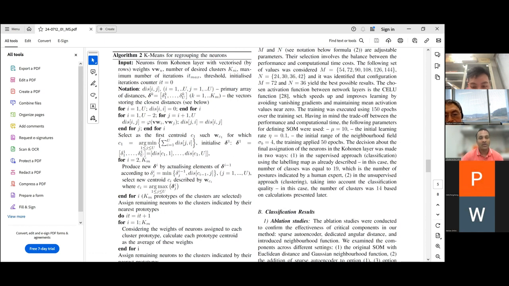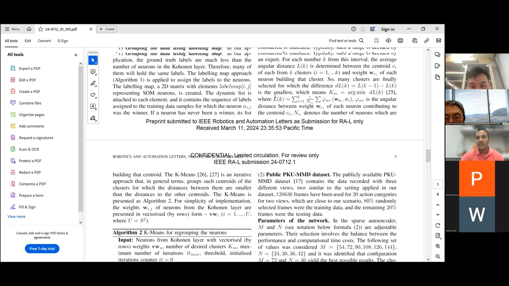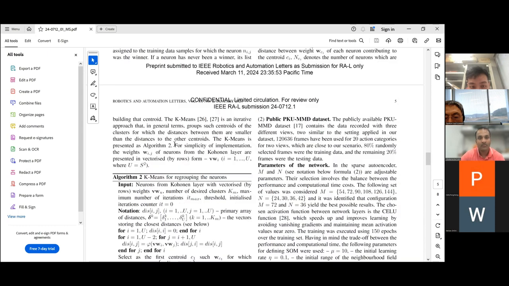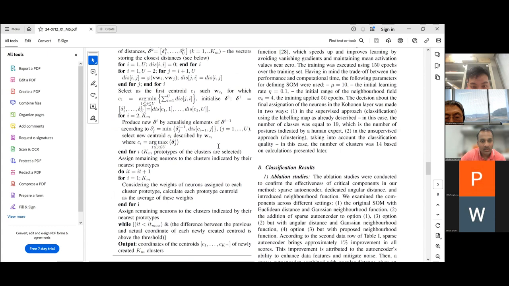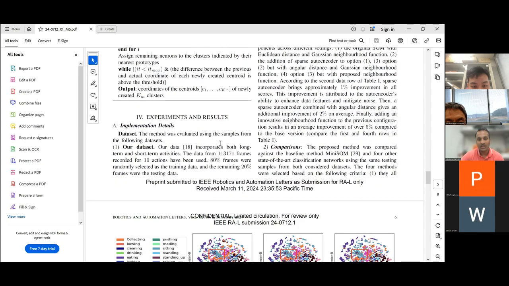Like here, if you go to the paper, it is written here. This is the modified k-means clustering, which groups the neurons in the coherent layer, right? Here, for each number of K, we use the average angular distance, and here we define the K distance. I would like to show you where we define the number of K range here. Where is it? Wait a second. Oh, here, sorry, here. Results, okay.